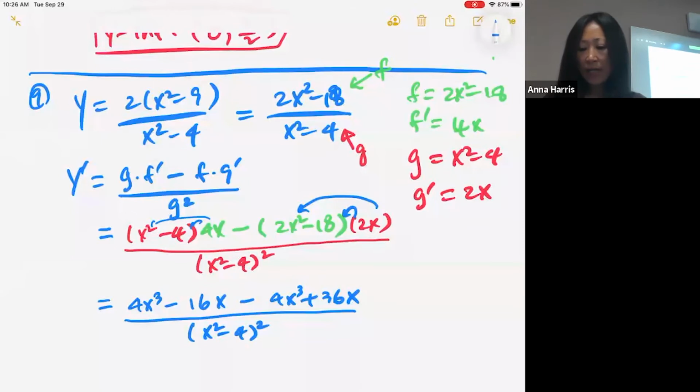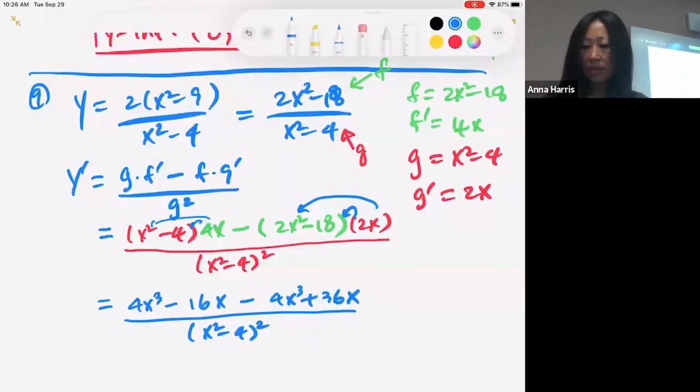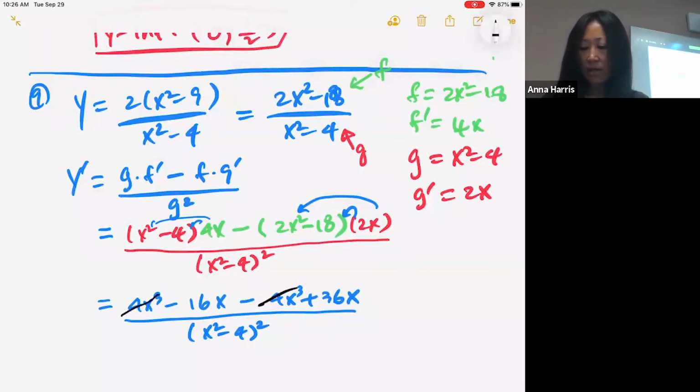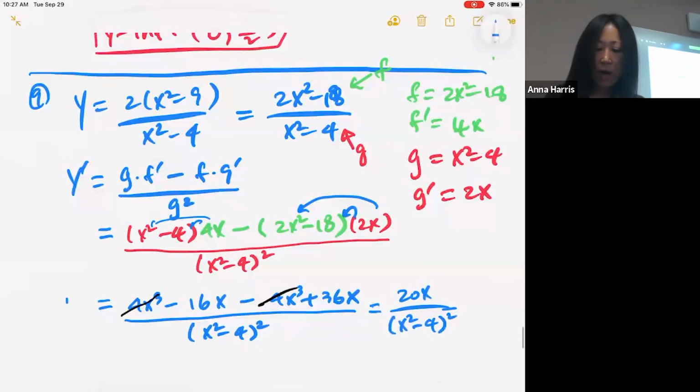Now, can I combine anything? Yes. Looks like this and that cancel out. So my answer is just, 36 minus 16 will be 20, 20x, everything over (x squared minus 4) squared. So that's my y prime. So we got the y prime. So we found the first derivative.